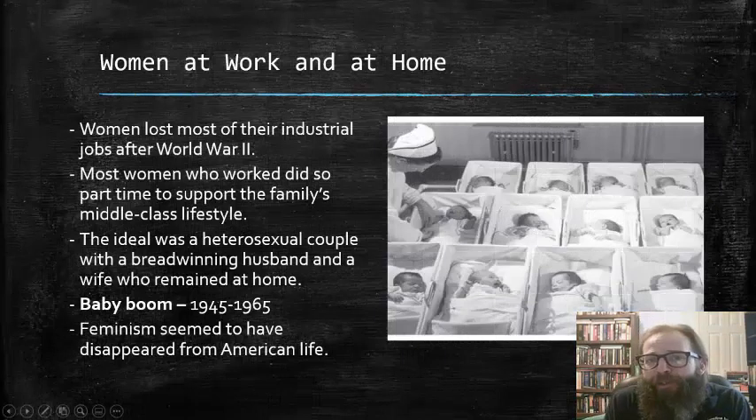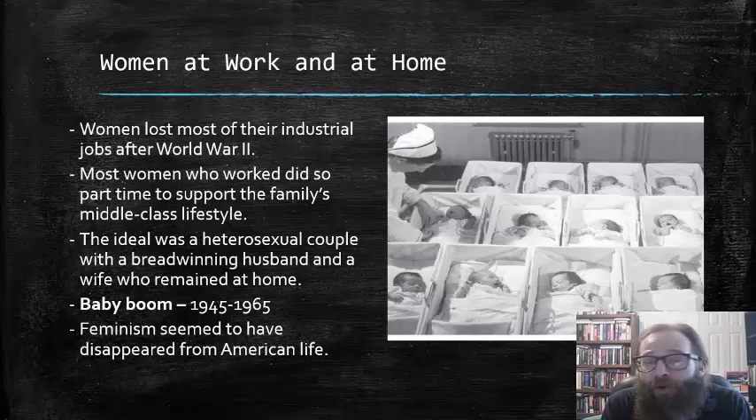The 1950s in many ways saw a retrenchment in more traditional American family values and gender roles. With all of the GIs coming home after the war, most women lost most of their industrial jobs after World War II. And most women who continued to work did so part-time to support the family's middle-class lifestyle. The ideal was a heterosexual couple with a breadwinning husband and a wife who remained at home to take care of the home and the children.